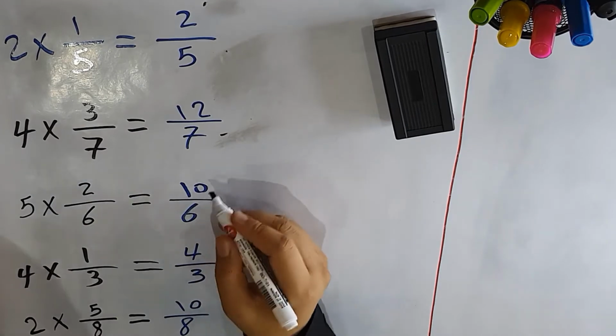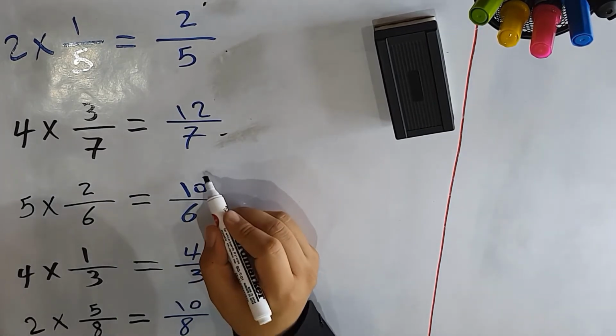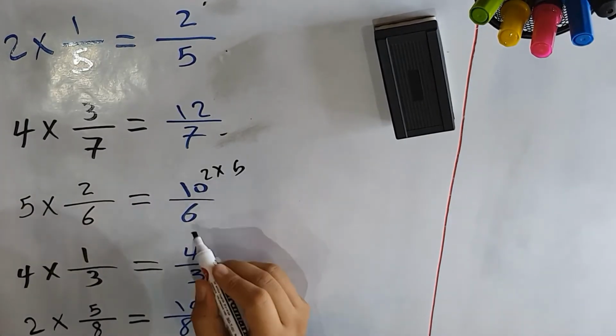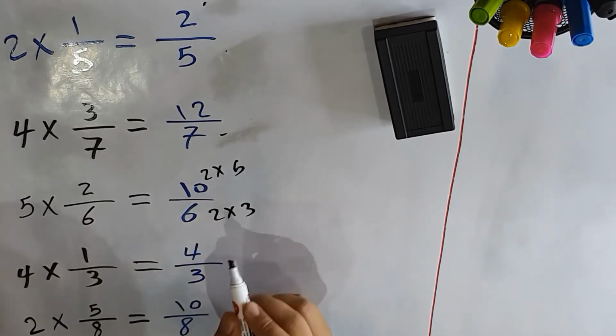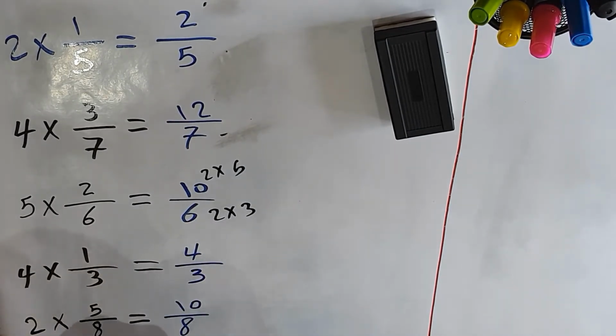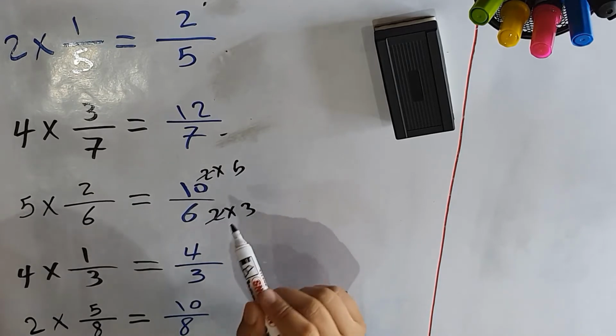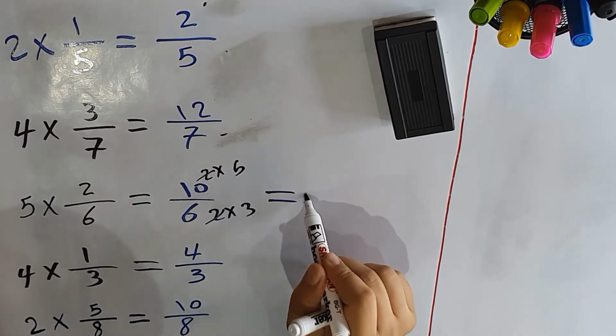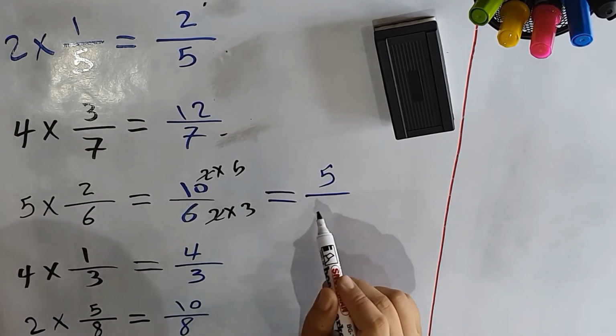What about 10 and 6? Check it. 10 we can expand like 2 times 5, and 6 we can write like 2 times 3. When we simplify, you remove the 2. Then the remainder up is 5 and down is 3.